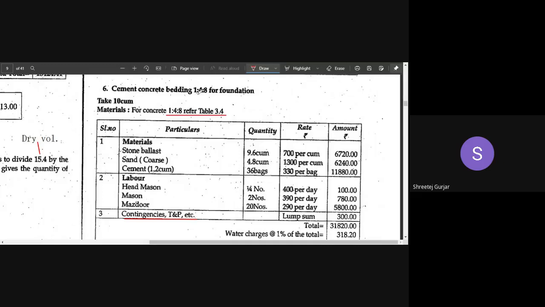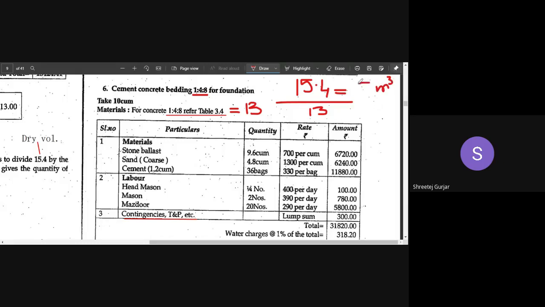Now, cement concrete bedding 1:4:8. What is the summation of this particular proportion? Can you tell me? 1 plus 4 plus 8 is 13. Hence, for cement quantity, it is 15.4 by 13. You will get some quantity in meter cube, that is the quantity of cement in meter cube.